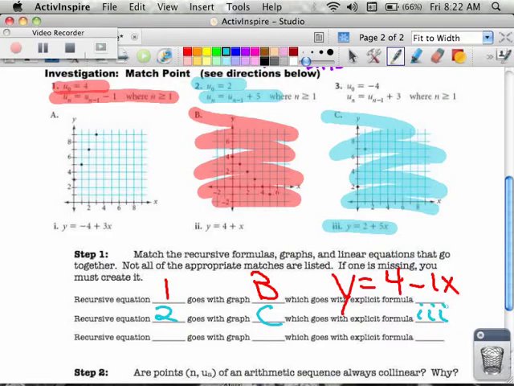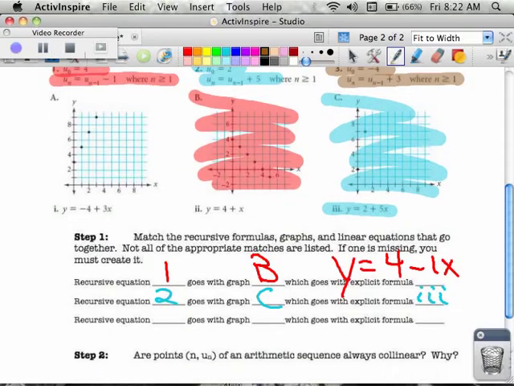The last one is recursive equation number 3. Does it have a matching graph? Well, it has to intersect the y-axis at -4. Letter A is intersecting at +3. So, nope. And it's going up by 3, not 2. Correct. Good job. So the problem for us is that if we're talking about recursive equation number 3, there is no graph that matches it.